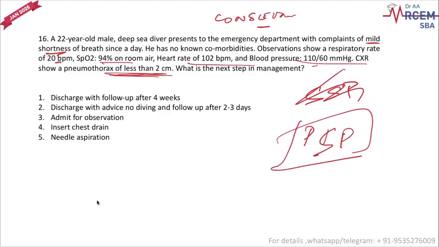A primary spontaneous pneumothorax can be discharged, but you need to advise no diving and follow-up after 2 to 3 days. So this one is the right answer. Here, discharge, yes, right. Follow-up is not after 4 weeks. After 2 to 3 days itself, they need to have a follow-up. Along with that, you need to precisely mention that no diving should be done. So the most correct answer here is the second one.